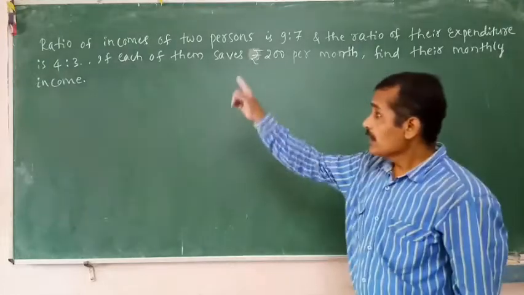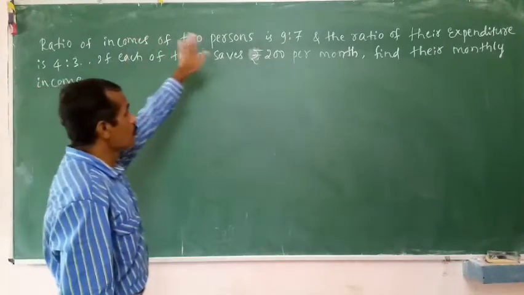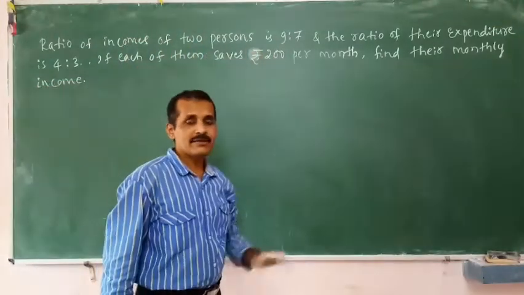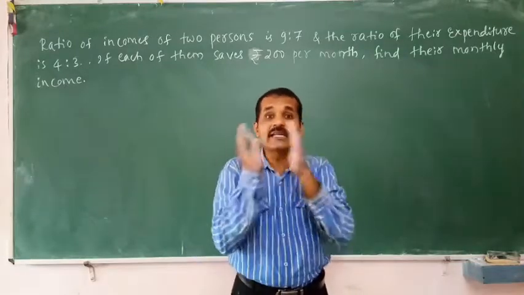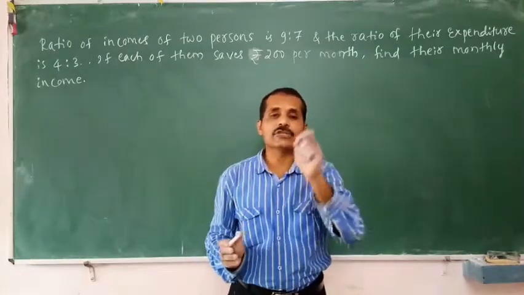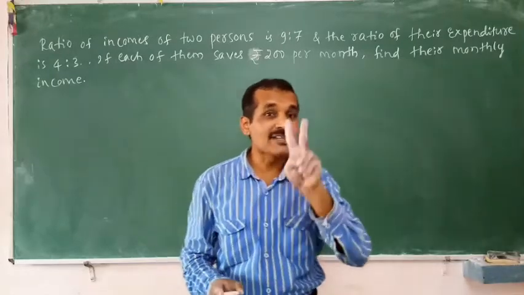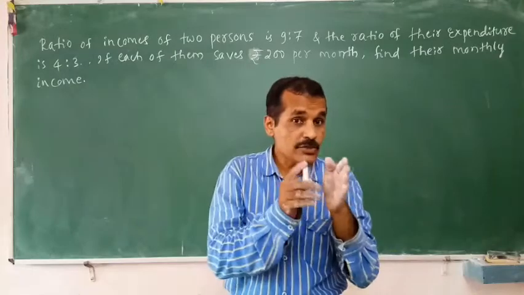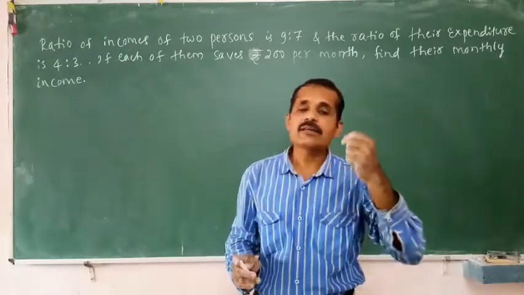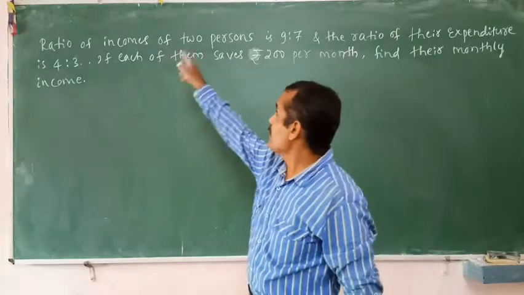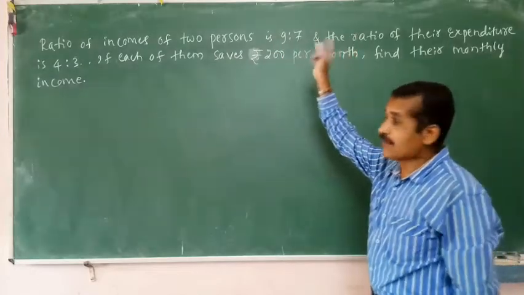Okay. What does the problem say? The ratio of incomes of two persons is 9:7. First person and the second person, their income ratio is 9:7. 9 is not the income, 7 is not the income, they are the ratios. You know, from ratio, how to convert into the actual figure. We will take it as 9x and 7x. Let the income of the first person be 9x and the income of the second person be 7x.